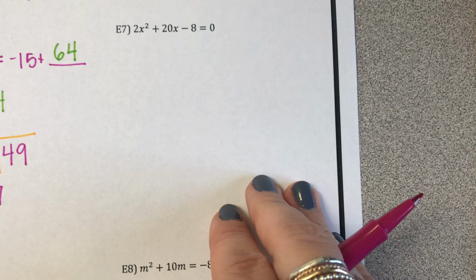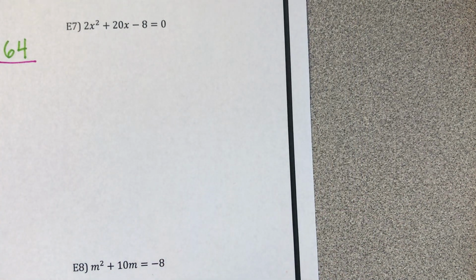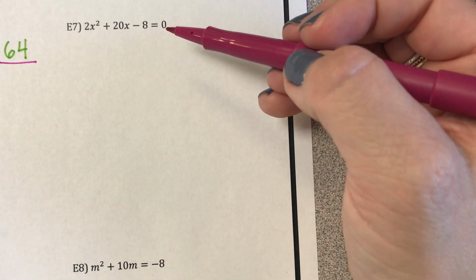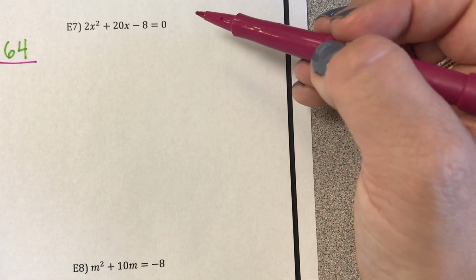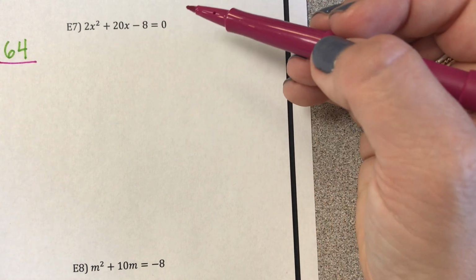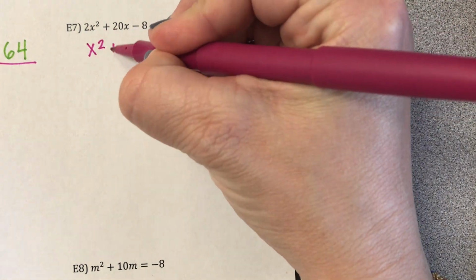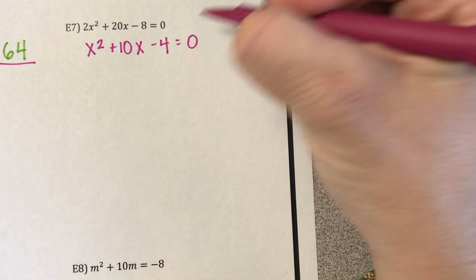Okay, let's look up here at number 7, right? If I asked you to solve this by completing the square. Okay, first of all, it's a trinomial. So let's divide everything by 2, because all of these numbers are divisible by 2. So we want it to just be x squared, so let's do that first. So that would give me x squared plus 10x minus 4 is 0, right?